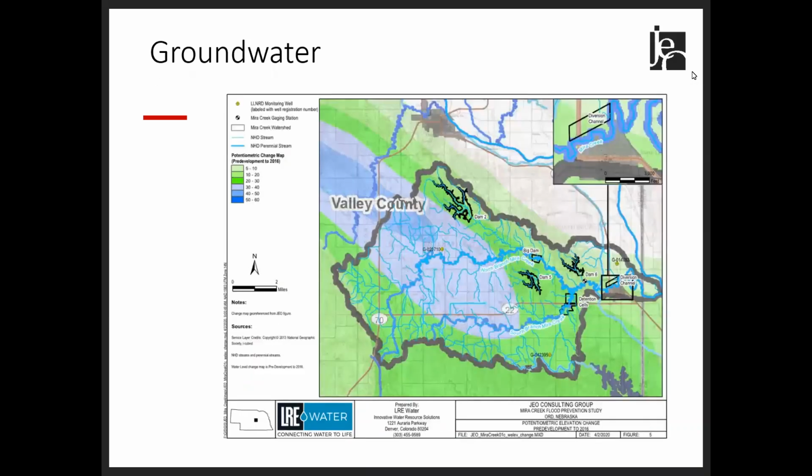This figure shows the groundwater level change from pre-development to 2016. The light blue and blue colors on the figure show the highest levels of groundwater increases over that time period. So you can see a large portion of the watershed has seen significant groundwater inclines over that time period.